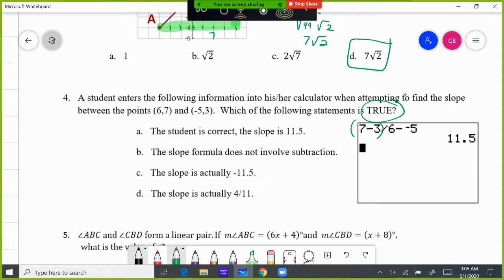So it's not that the slope formula does not involve subtraction. Yes, it does. The slope is actually negative 11.5. The slope is actually 4/11. So it's actually 4/11 because 7 minus 3 is 4, and 6 minus -5 is 11. So it's D. So just be careful when using the calculator.